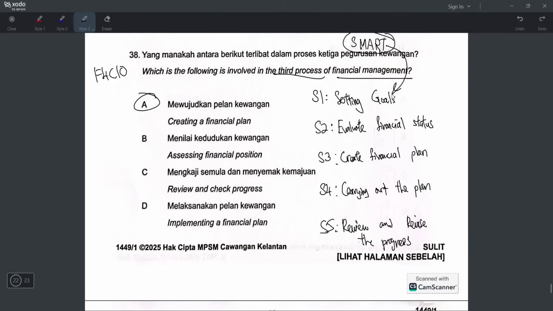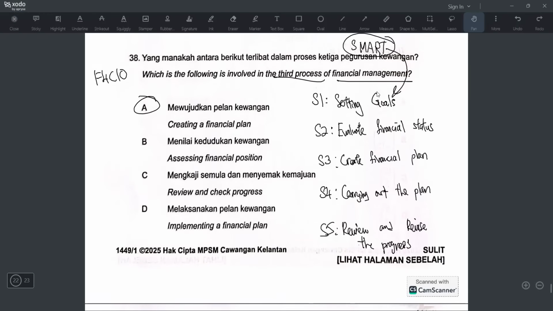But that one is under step one, the setting goals one. Okay. But for this question, they don't ask that. They would only ask for the steps. So make sure you just memorise the five steps. Okay, that's all.